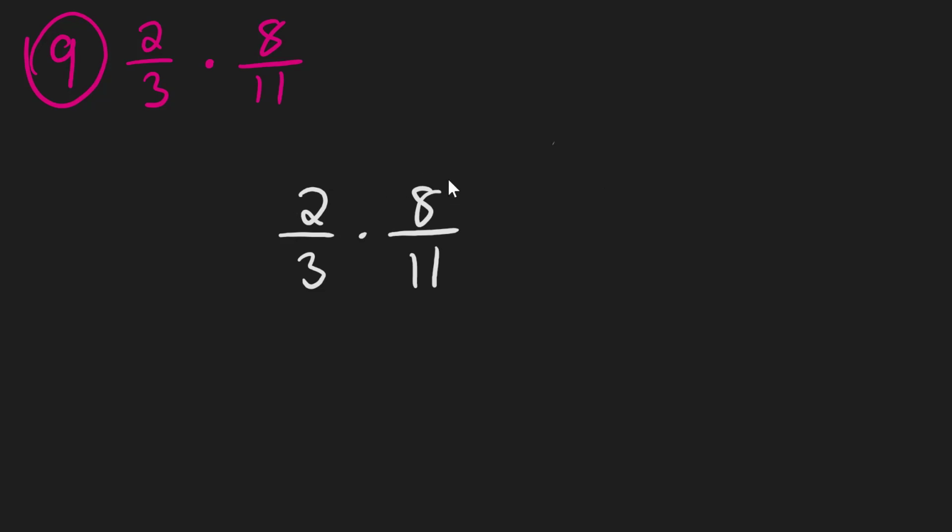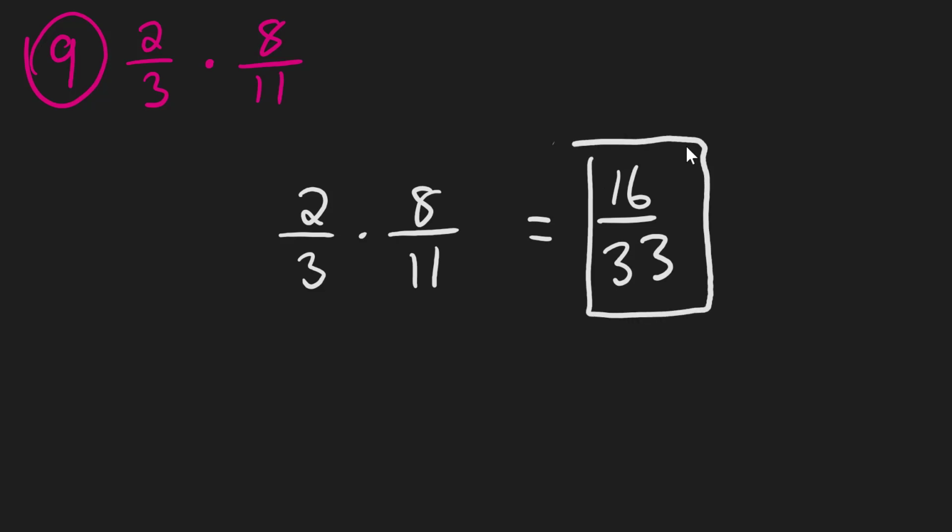2 times 8 is 16. And 3 times 11 is 33. And is 16 over 33 as simplified as we can get? Does 16 go into 33? No, it does not. Is there some other number that goes into both 16 and 33? No, there's not. So this is in simplest form. And so therefore 2/3 times 8/11 is 16 over 33.